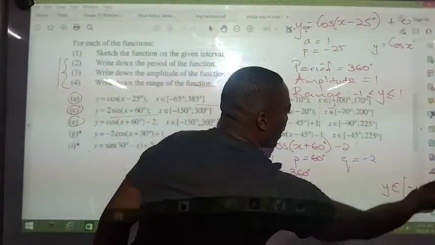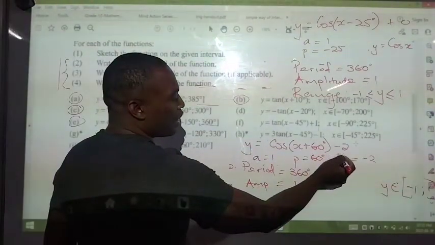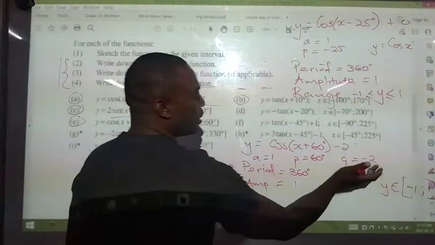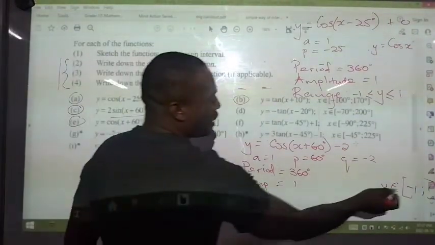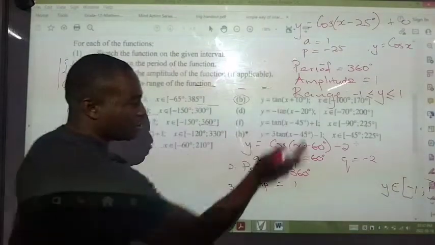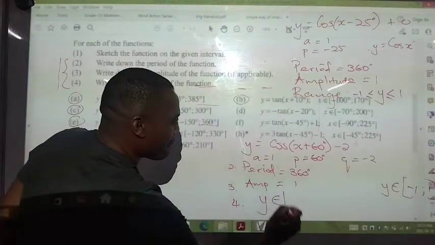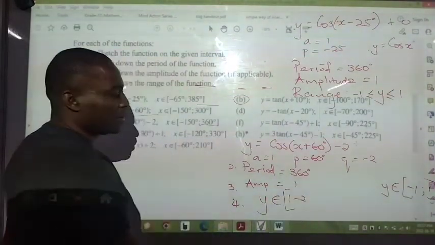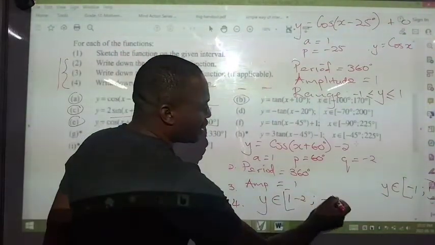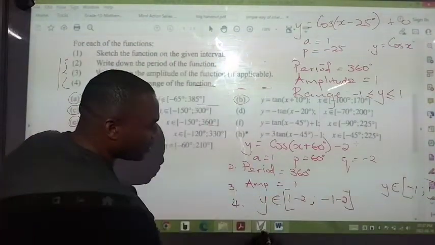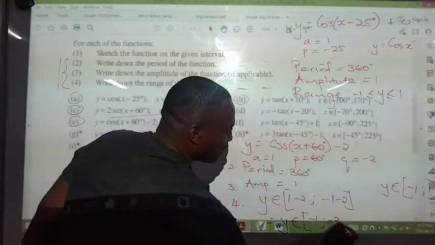-1 to 1. So now for the graph where we are having negative q, it means we are shifting down 2 units. So it means our maximum, which is at 1, if we shift it down 2 units, we will now get 1 minus 2, that is our new maximum, and then the minimum will be negative 1 minus 2. So this will give us y is an element from negative 1 to negative 3.